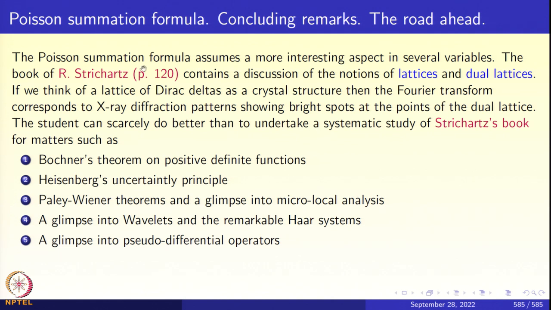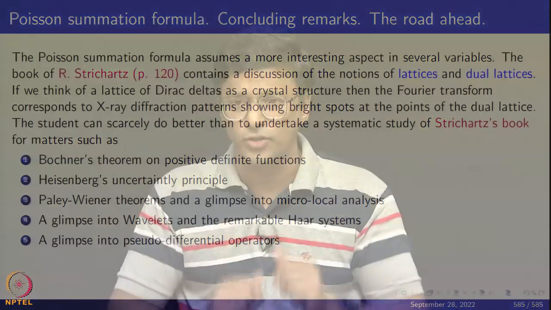The book of Strichartz, page 120, contains a beautiful discussion on lattices and dual lattices. You think of a lattice of Dirac deltas as a crystal structure, and the Fourier transform corresponds to the X-ray diffraction pattern that emerges out. And experiments have shown that bright spots appear at points of the dual lattice. So this physical experiment with crystals and X-ray diffraction patterns arising from crystals has a beautiful mathematical description, namely the Poisson summation formula.